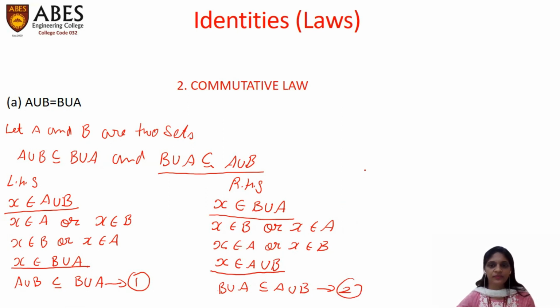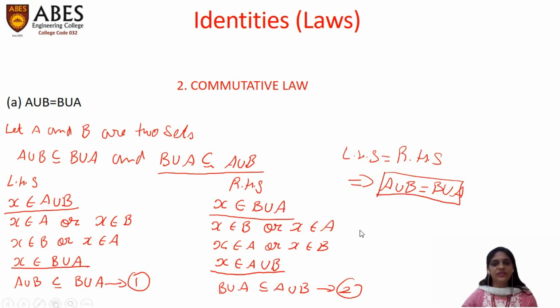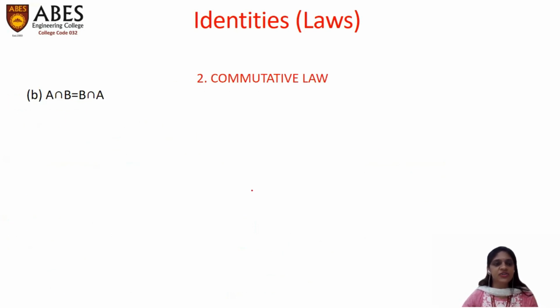So here, left hand side is equal to right hand side, which means that A union B is equal to B union A. Hence, proved. Now we are considering the second property of commutative law, that is A intersection B is equal to B intersection A.